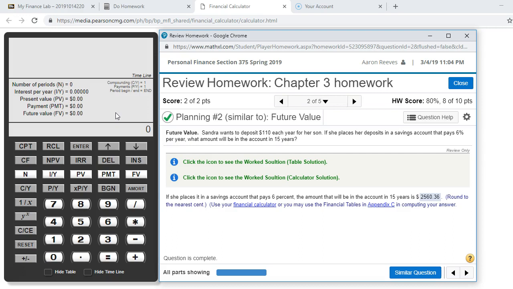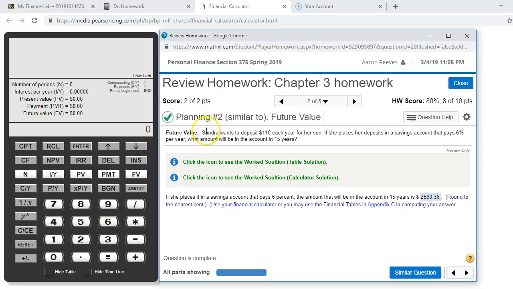So the best way to show how to use the actual calculator is by going through some problems. So what I've done is selected a few homework problems out of chapter 3, and we're going to use this calculator to solve these problems. So you ready? Let's go.